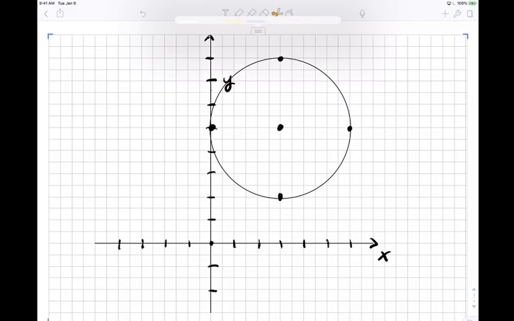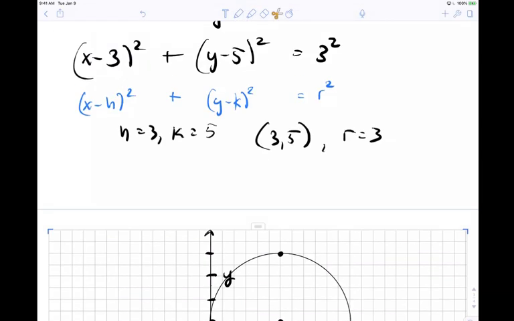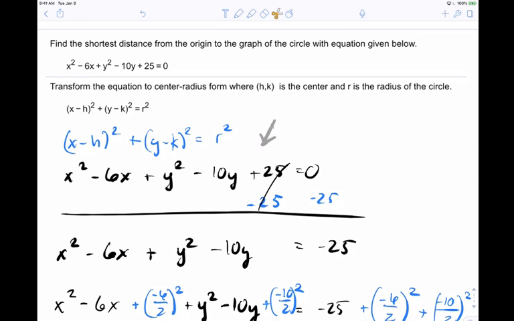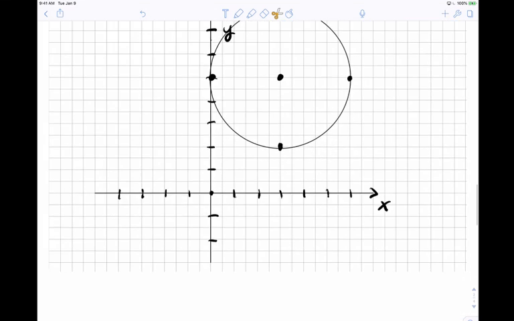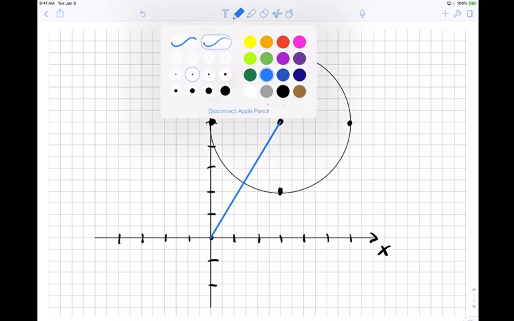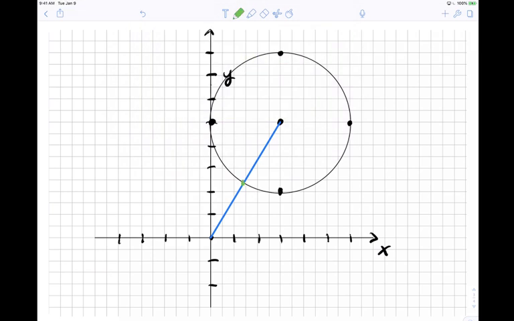Well, we can leave the grid paper for now. So now if we go back to the original, we're asked to find the shortest distance from the origin to the circle. Okay. So now information that we know. Let's look at this line. If we go from the origin to the center of the circle, we have this. So it looks like the point in question is this point here, right?